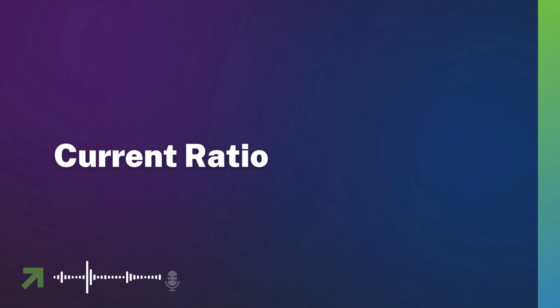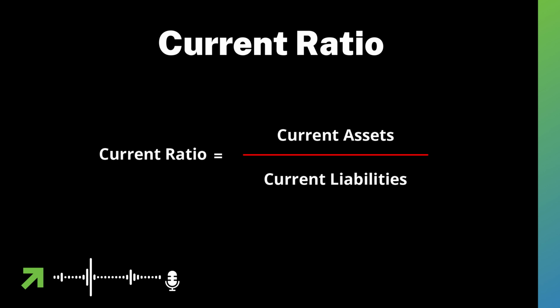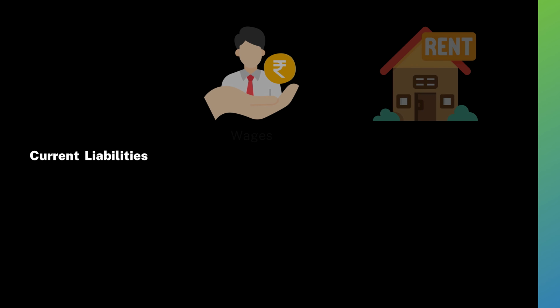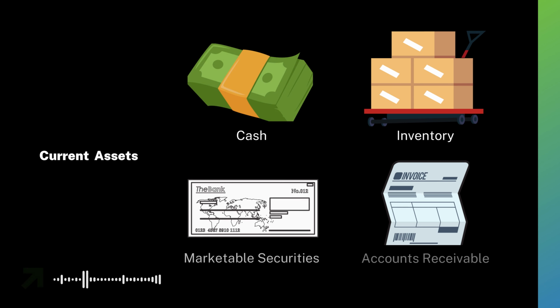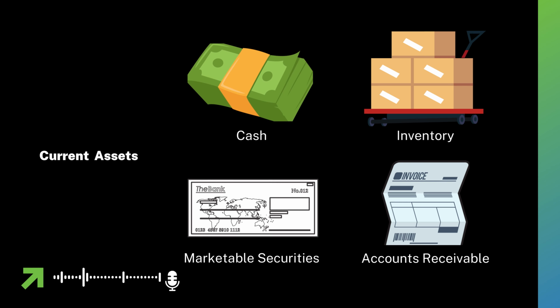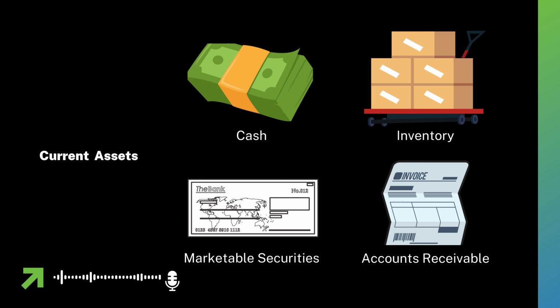Let's start with the current ratio. The current ratio measures a company's ability to pay off its current liabilities using its current assets. Current liabilities are a company's short-term financial obligations that are due within 1 year. Current assets include cash and those assets that can be converted into cash within a year, such as marketable securities, accounts receivable, and inventory.